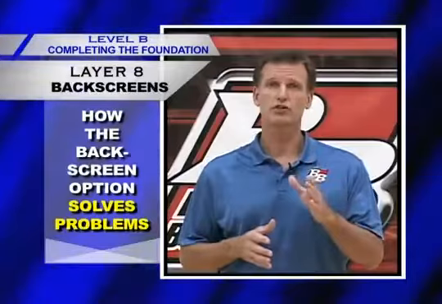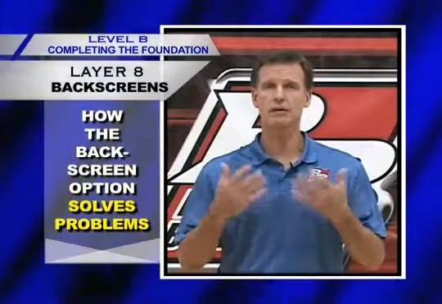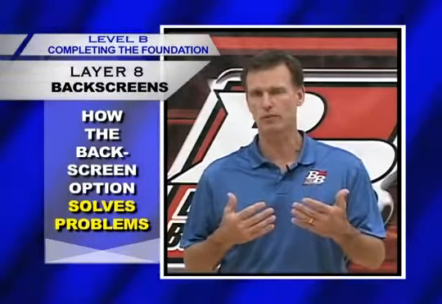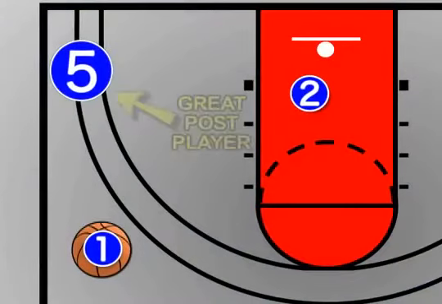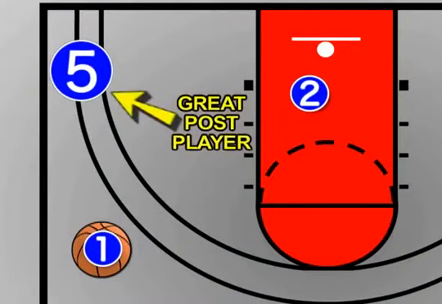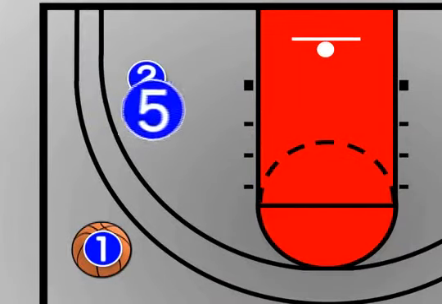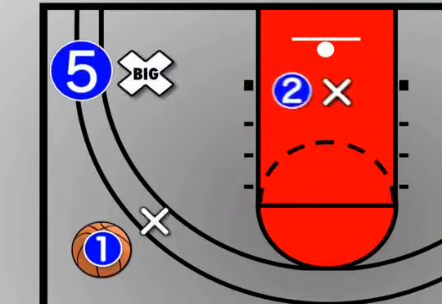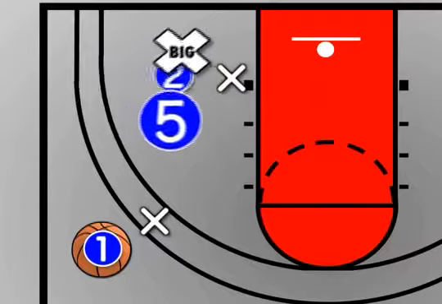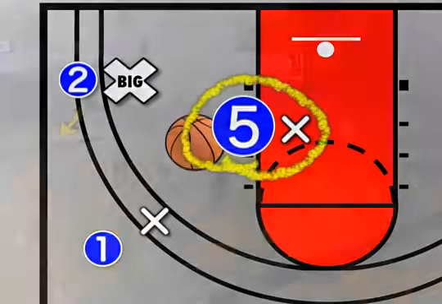In fact, players should view the back screen as a means to take someone's place on the perimeter. As an example, if your great post player is stuck on the perimeter, then set a back screen for him to get him inside. The defense might even switch, and you've created a big on little mismatch inside.